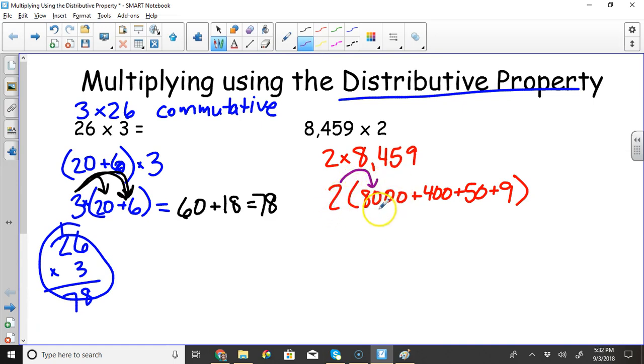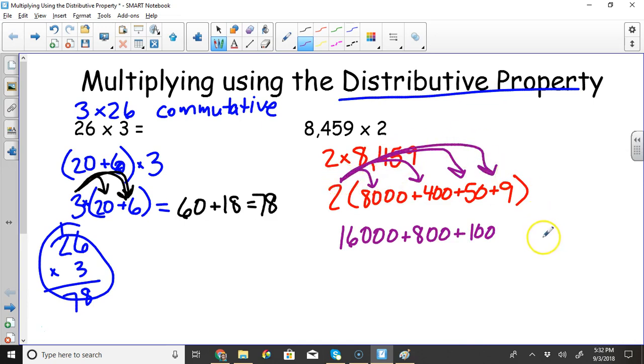together. So 2 times 8,000 is 16,000. 2 times 400 is 800. 2 times 50 is 100. And 2 times 9 is 18.